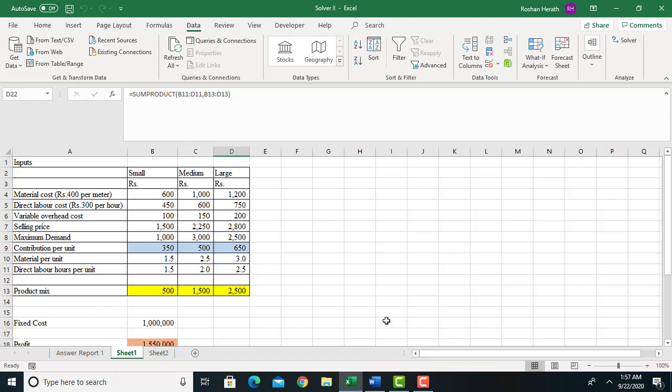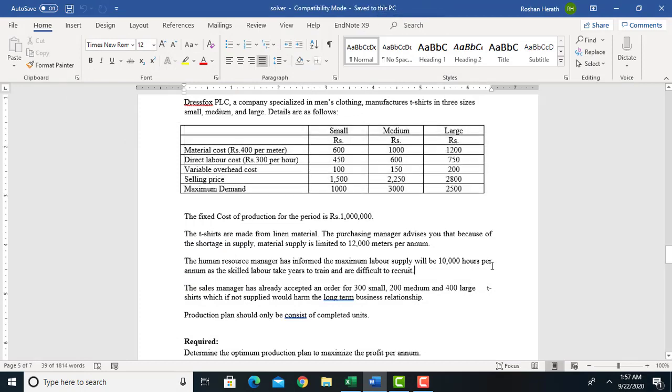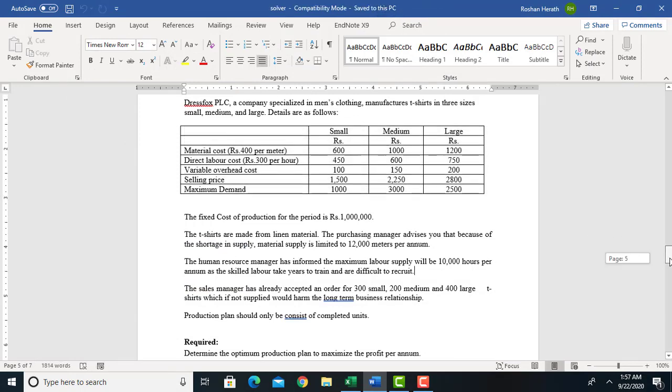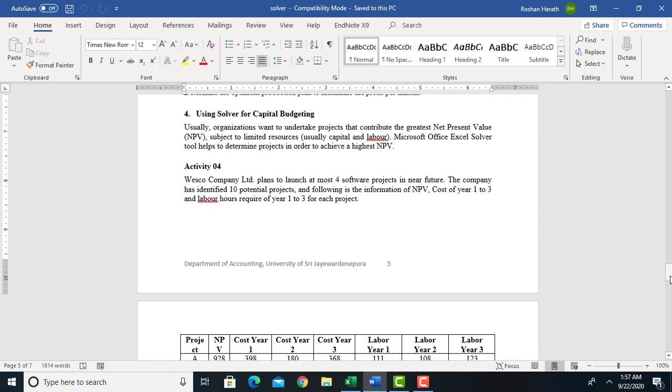So with that note, we finish the discussion on the optimum product mix. Now we are going to move on to another application of this Excel solver. We call it using solver for capital budgeting decision. Again, I have just explained on this. So the scenario is something like this.